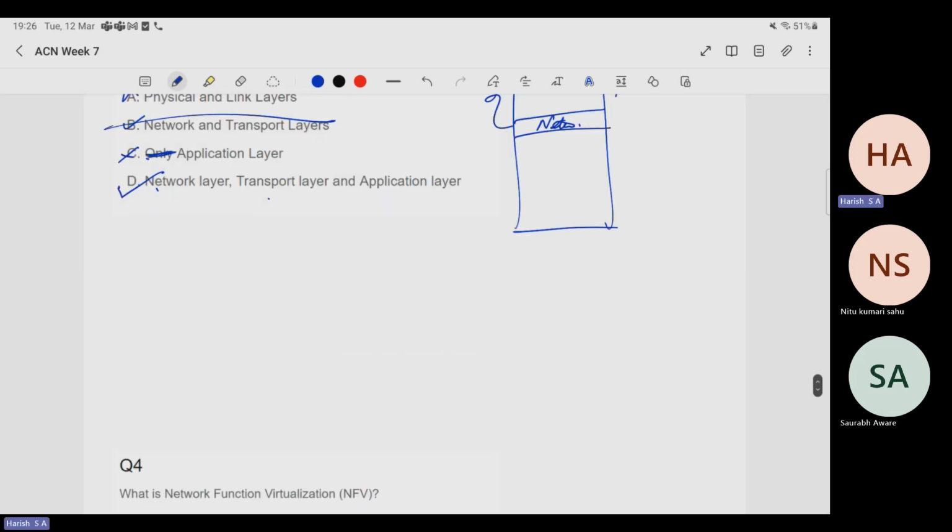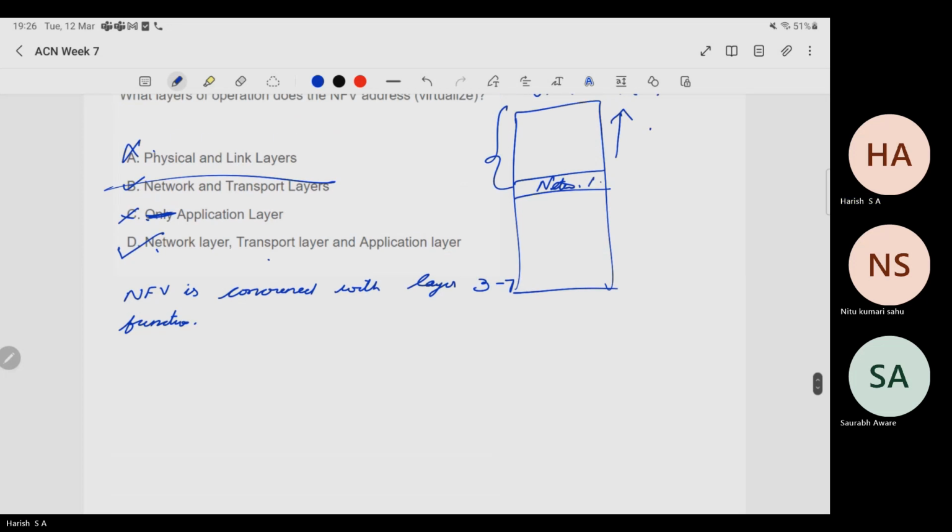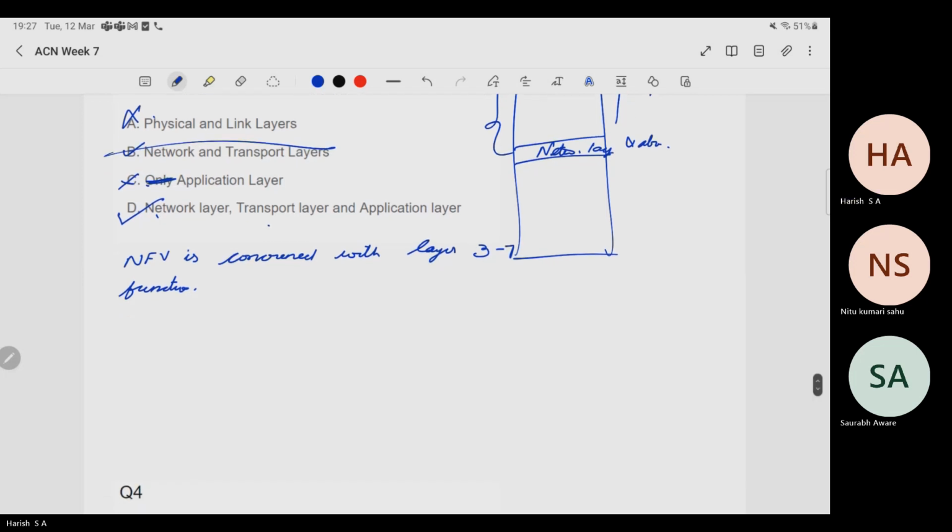So essentially, NFV is concerned with layer 3 to 7 functions. It is network layer and above, right? And once again, these could involve routers or firewalls, etc.